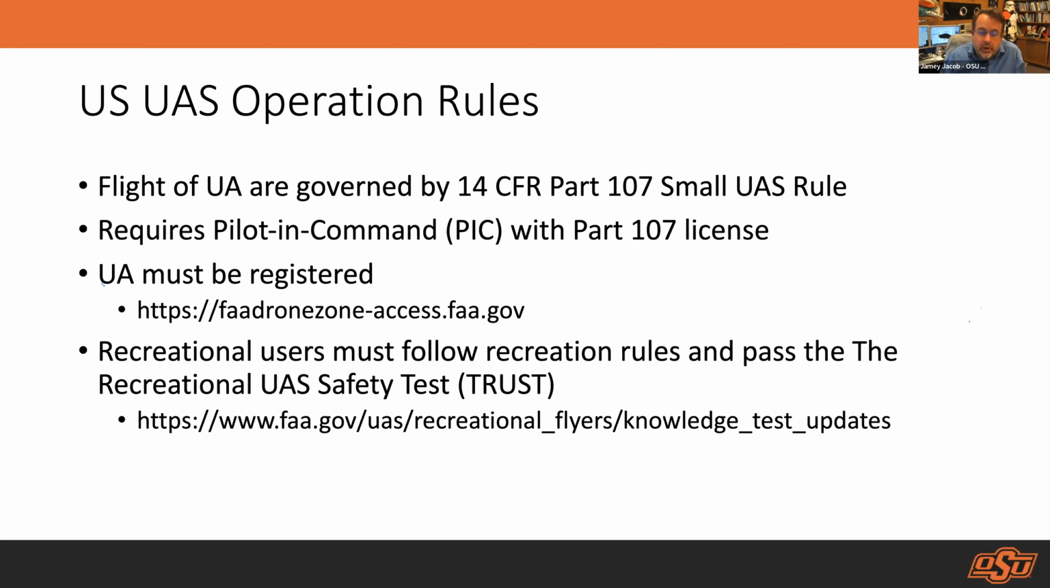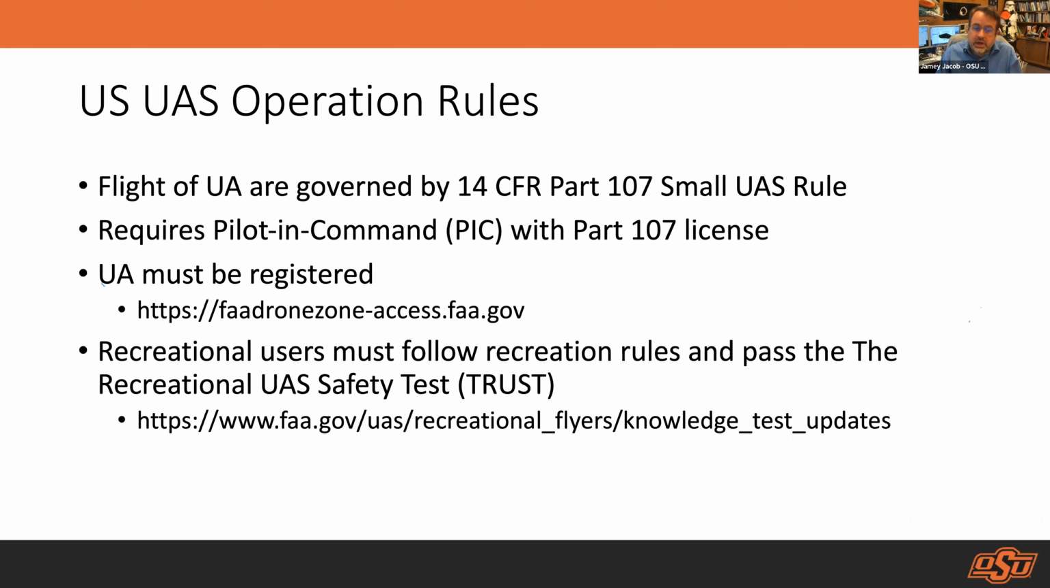Now, the UAS operations within the U.S. are governed by what are known as 14 CFR Part 107, and we'll just refer to this as Part 107 or the small UAS rule. This requires that you have a pilot in command, which we'll refer to as a PIC, with a Part 107 license. To operate a drone, you need to be licensed by the FAA and have that pilot's license. The vehicle must also be registered.